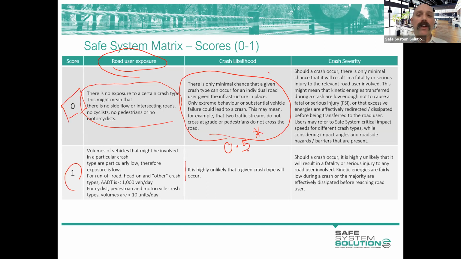And then a 0: should the crash occur, there's only minimal chance that it results in fatality or serious injury for relevant road users. This might mean kinetic energies transferred during the crash are low, or they're dissipated. So again, with this one, you can be more likely in some low speed environments to potentially put a 0 for severity.